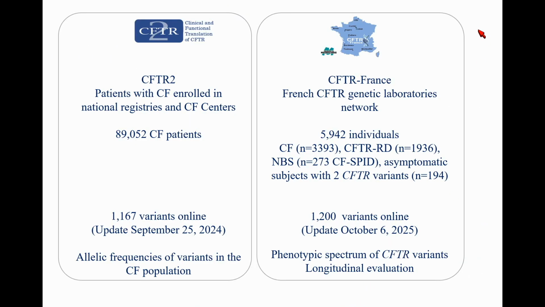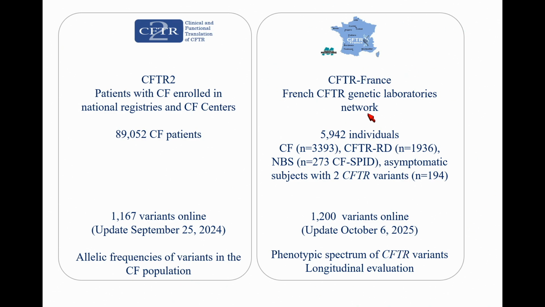Two important databases are exploring clinical data and genotypes for these patients. CFTR2, we all know CFTR2, which reports data from patients with CF enrolled in National Registry and CF Centers. Around 90,000 CF patients are reported in this CF database and around 1,200 variants online at the last update. And it mainly documents the allelic frequency of variants in the CF populations.